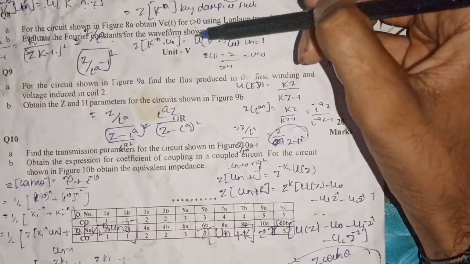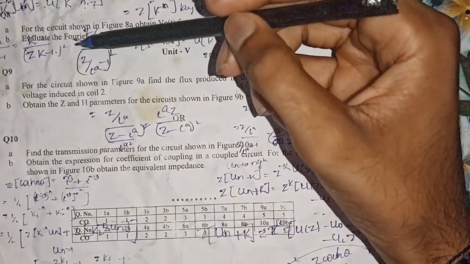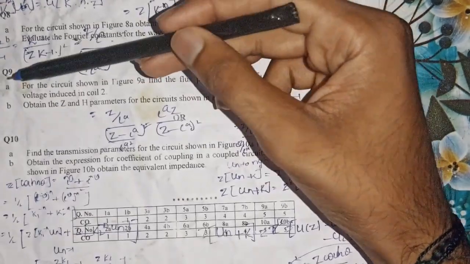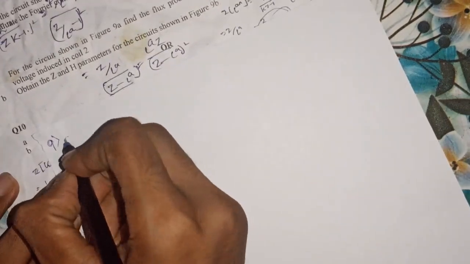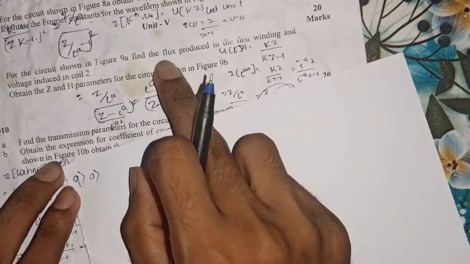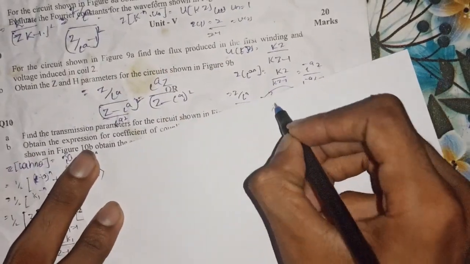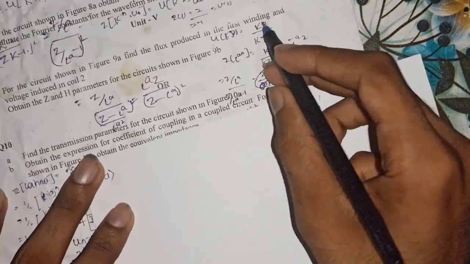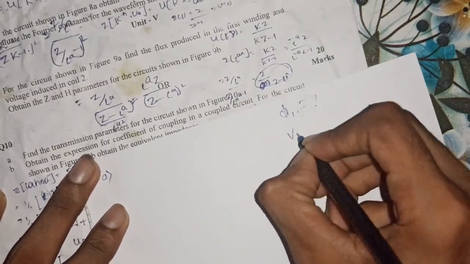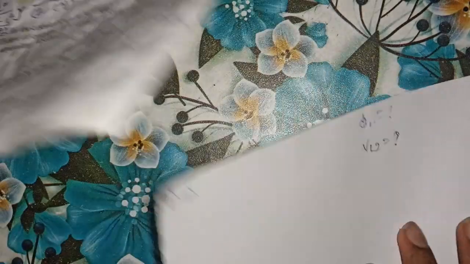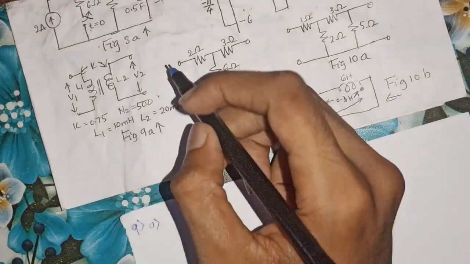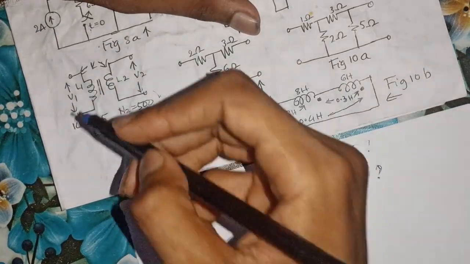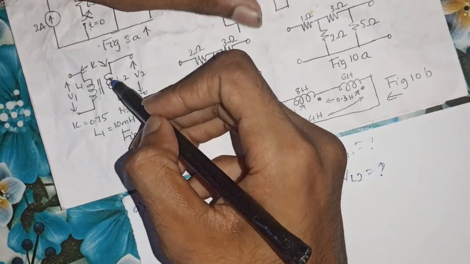So we have come to the next part, which is your unit 5, where I will be solving only the numericals based on magnetic circuits, which is of 9a and 10b. So the question is of 9a. For the circuit shown in figure 9a, you have to calculate the flux that is produced in the first coil, in the first winding, and the voltage that is induced in the second coil. So the figure is quite simple, which is here. They have asked us to find the value of the flux produced in your first coil as well as the voltage induced across your second coil.